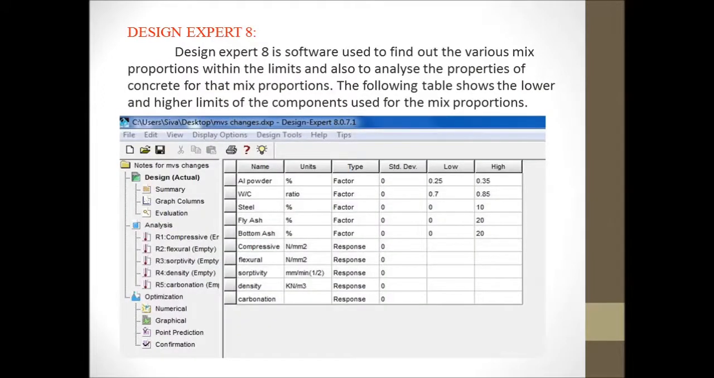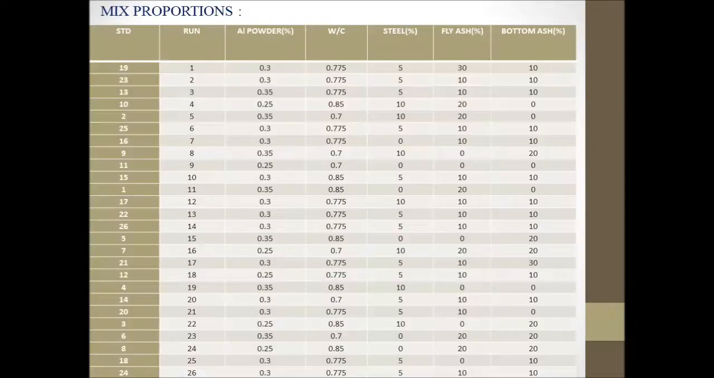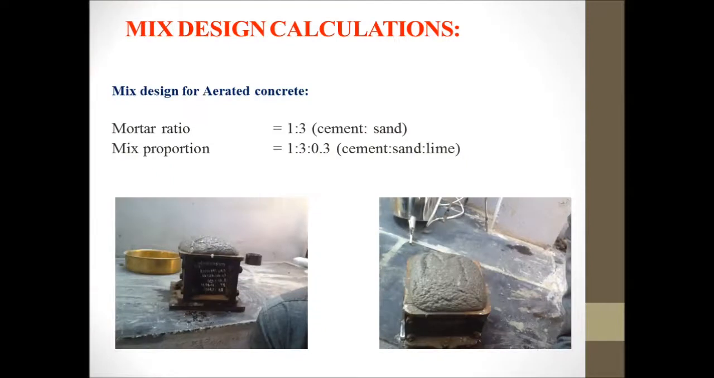Design Expert 8 software has been used for the analysis part, and the input values have been given as ranges. The mix proportion will be output from the Design Expert 8 software. We vary the bottom ash 0 to 20%, fly ash 0 to 20% and steel waste 0 to 10%. If there is no fly ash or bottom ash, it will be shown as 0 or dash.